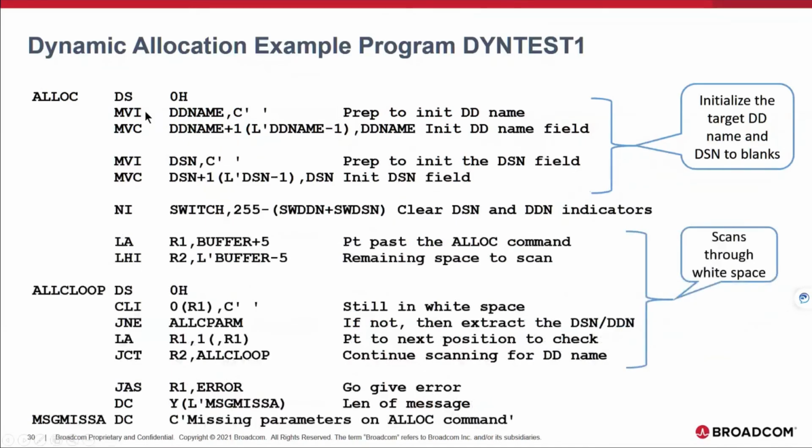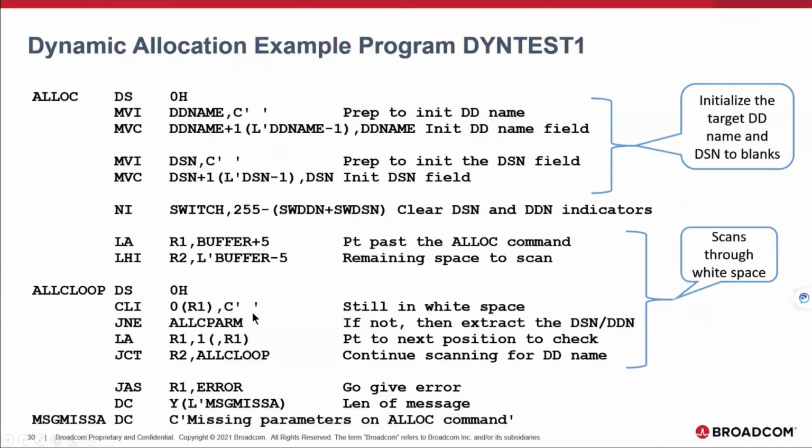So when we get here, we know it's an allocate, so we will first of all initialize the DD name and dataset names that we're going to capture to all blanks. And then we turn these switches off. It tells us that we found a DD name or we found the dataset name keyword on the control statement. And it will start to scan.